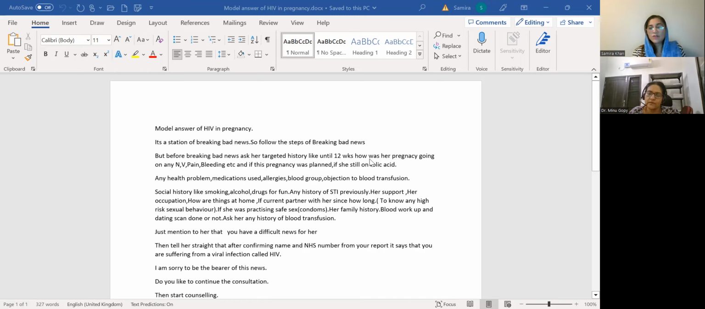So until 12 weeks, you ask her what happened, how is nausea, vomiting, pain, bleeding, is this pregnancy planned or not, if she is still on folic acid or not. Any health problem, medications, allergies, blood group, objection or reservation to blood transfusion, social history, which is important in this case: smoking, alcohol, drugs for fun, STI, support, occupation, how are things at home, current partner, since how long, if she's practicing safe sex, condoms, her family history, blood workup and dating scan done or not.